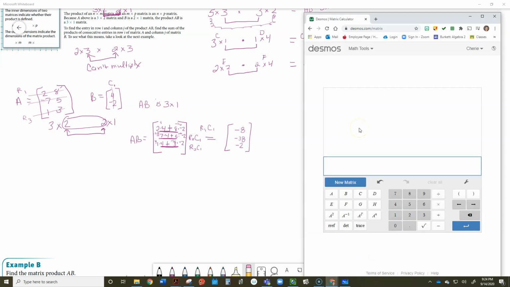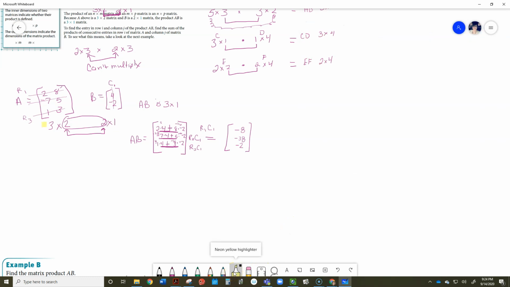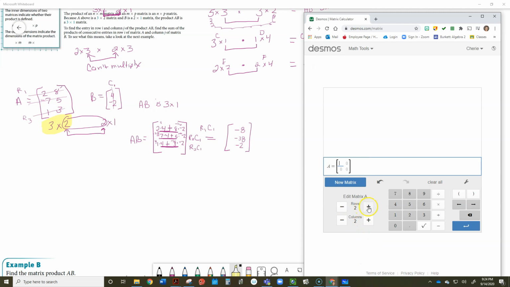So I pulled up the matrix calculator. I am doing a new matrix. I called it matrix A. Matrix A, I have to get the right size. Notice over here, I'm doing this size right here. It's a 3x2. So I'm gonna make sure it's a 3x2. And now I'm entering the numbers 2, 8, -7, 5, 1, and 3. And I'm just going to press enter.